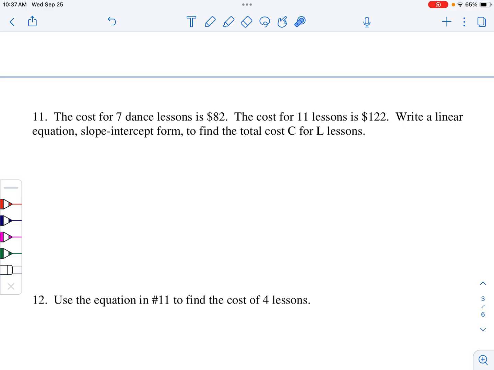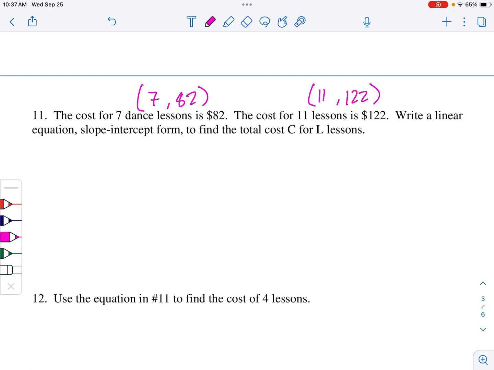So what's going on here is you're not given a starting amount. You're given 2 data points. You're given 7 lessons is $82 and 11 lessons is $122. What you want to find is, what does 1 lesson cost? Because if you could find what 1 lesson costs, you could figure out what the starting amount is probably to take the class. So how I would do this is you are essentially going to be using the slope formula. So 7 lessons equates to $82 and 11 lessons equates to $122.